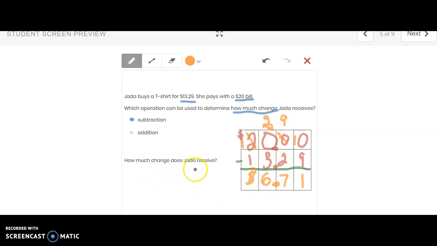So how much change does Jada receive? She receives $6.71. If you did not get $6.71, go back to your slide and check, where did you make a mistake? It could have been in your subtraction. It may have been in your borrowing. I have made both of those mistakes before, so it's easy. It happens. Make sure you have the correct answer, and if you need to make any changes, do that now.